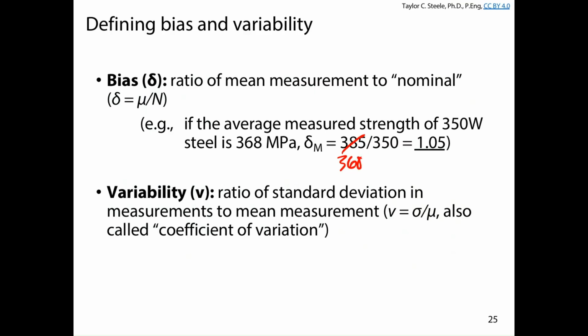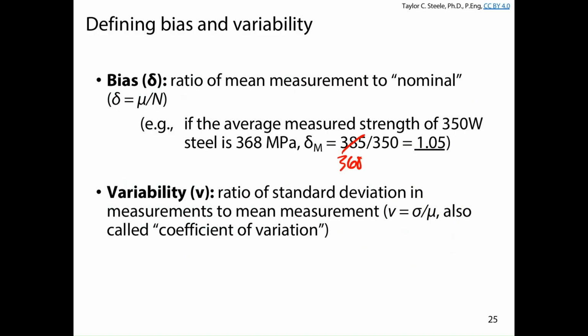Okay, so on average, the steel will be about 5% stronger if this was the average of the coupon test that we did. The variability, also called the coefficient of variation, though you'll usually see it called variability, is the ratio of the standard deviation of the measurements, which you can get in statistics, divided by the average.